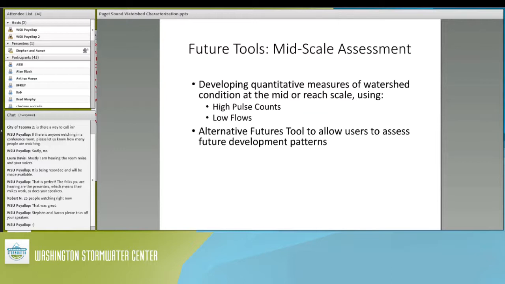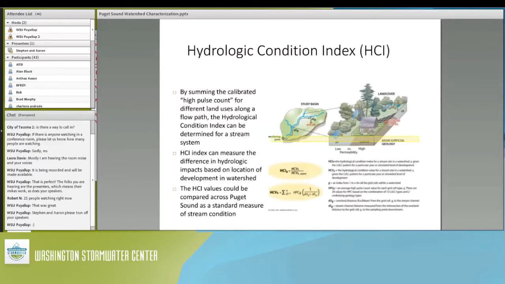Low flows are important, as we know, maintaining them for late summer and fall in terms of protecting aquatic habitat that is there. So we are thinking of using what's known as a hydrologic condition index, and then using that in an alternative futures tool on our website that would allow planners to actually place polygons of different development types in different locations spatially that would then give you a value in terms of its impact within that watershed.